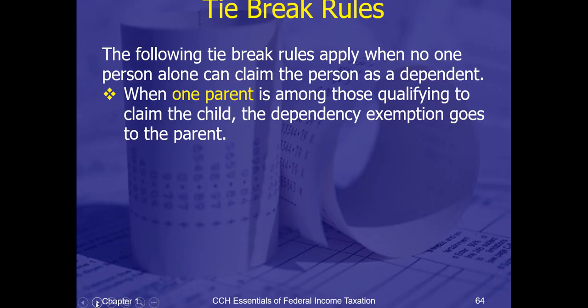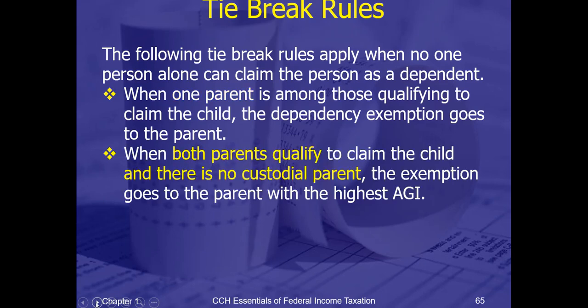Tie-break rules: one parent always wins. If both parents qualify, the custodial parent wins. If there's no custodial parent, the exemption goes to the parent with the highest AGI.